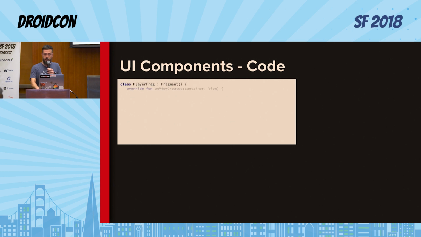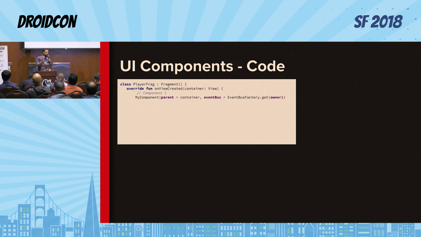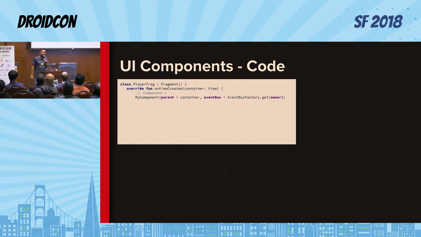So here I have a fragment, and in the onViewCreated method, I have a container. The idea is your fragment will have an XML that is an empty container. It will have a constraint layout or a linear layout or whatever you decided to use as the view group. And then the only thing that you need to do is instantiate a component. And you don't even need to keep a reference for that because the subscription of the component in the Rx will keep it alive. It will not be garbage collected. So there are no references needed for the component here in the fragment.